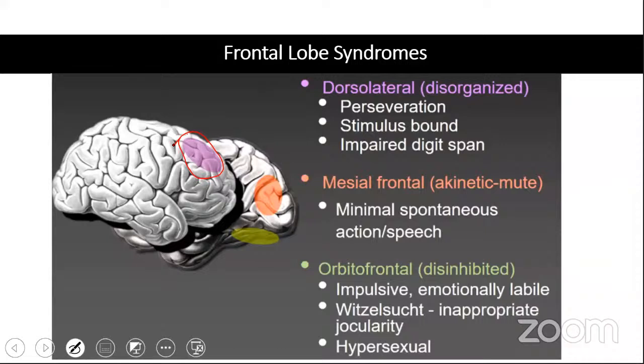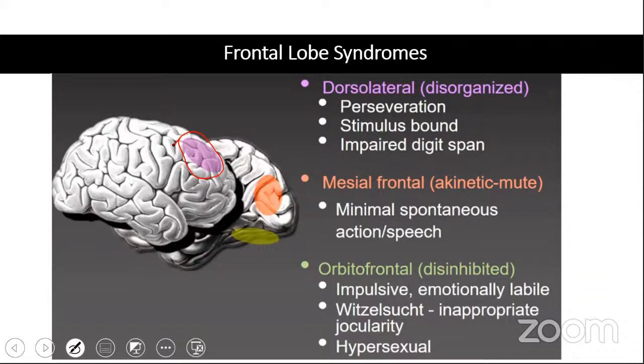That means utilization behavior. If he sees a blanket, he'll cover himself with the blanket. So whatever is the stimulus, he will react to that. And as I said, this is the region of attention. There will be impaired digit span.